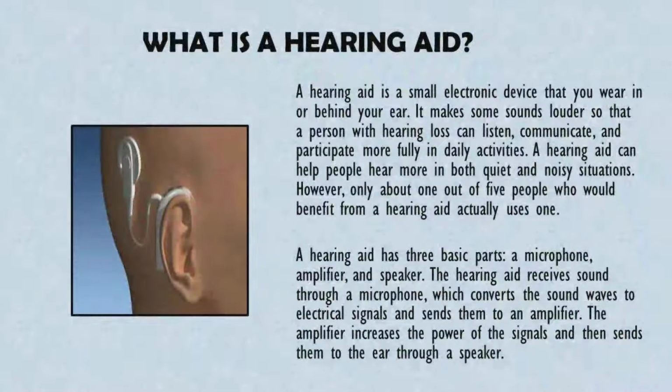So firstly, let us know what exactly a hearing aid is. A hearing aid is a small electronic device worn in or behind the ear that helps you hear better. It amplifies some noises so that someone with hearing loss can hear them.